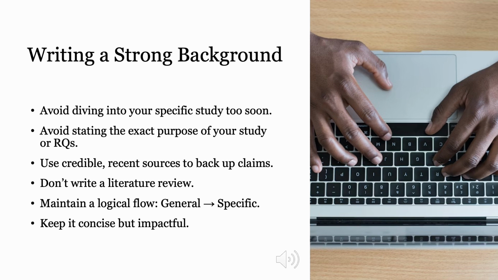Here are some tips for writing a strong background section. First, focus on maintaining a logical flow by moving from general to specific. Avoid stating your research questions or purpose directly in this section, as those belong later in Chapter 1. Use credible, recent sources to support your claims. And finally, keep your background concise but impactful, and ensure that it builds a compelling case for the problem you will address.